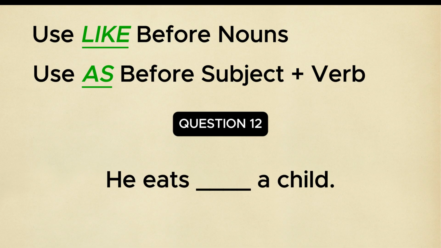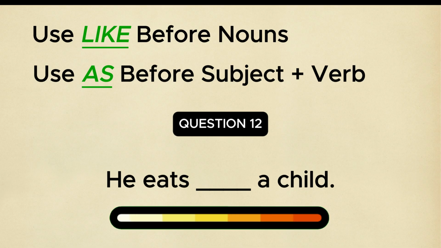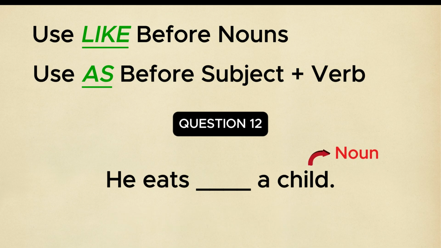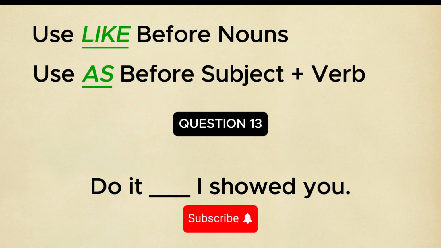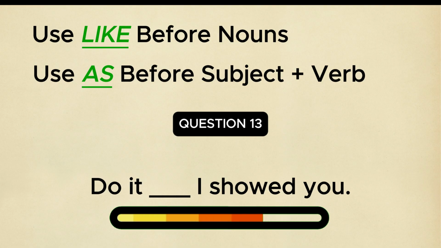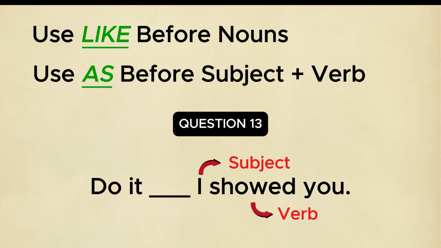12. He eats blank a child. This is a noun. The answer is like. 13. Do it blank I showed you. This is a subject plus verb. The answer is as.